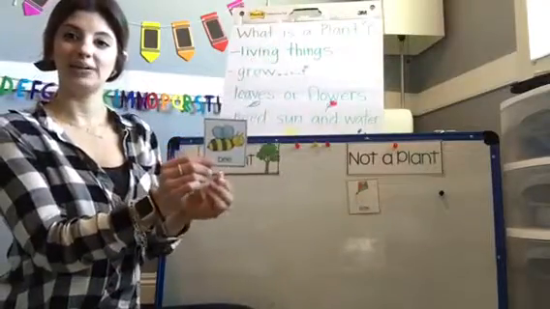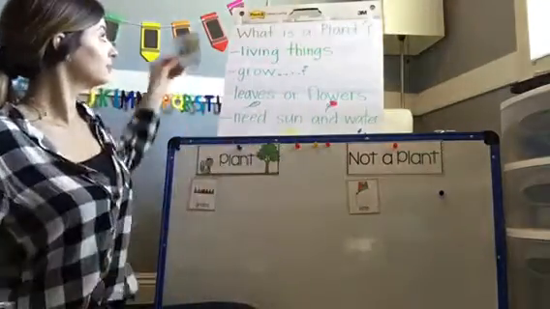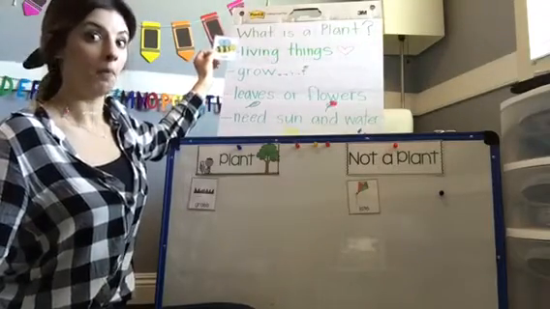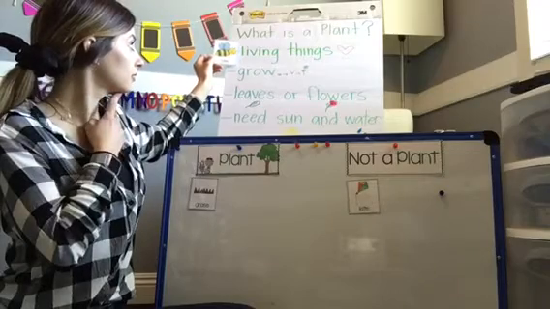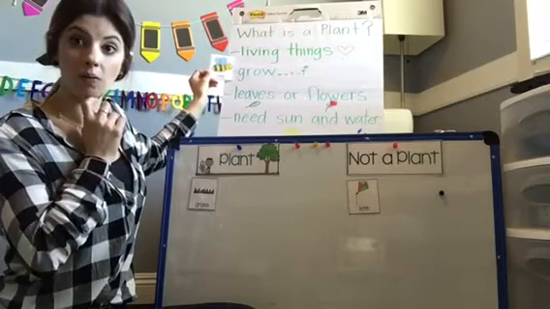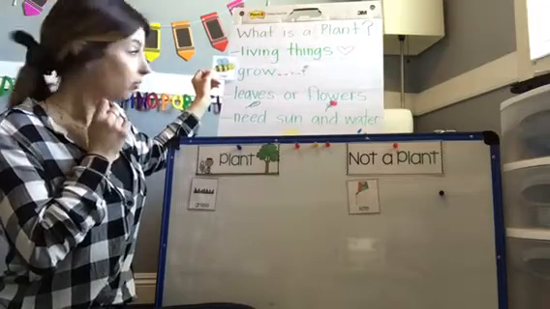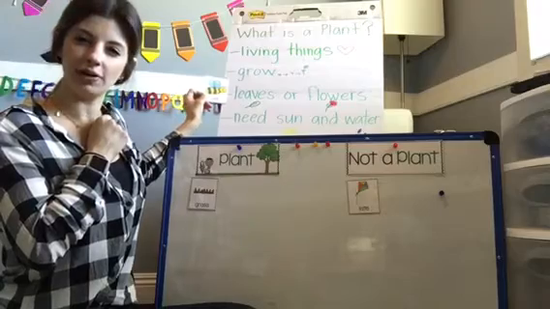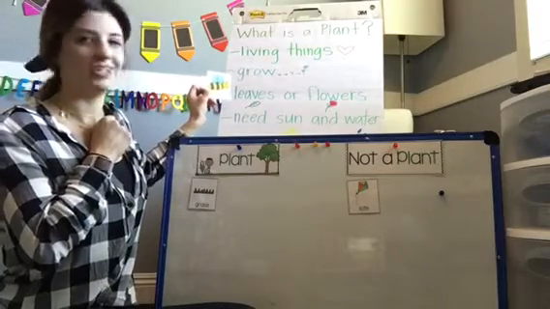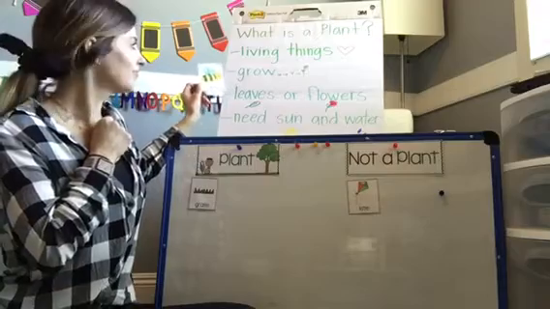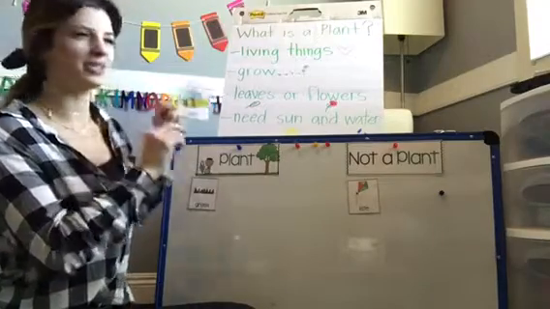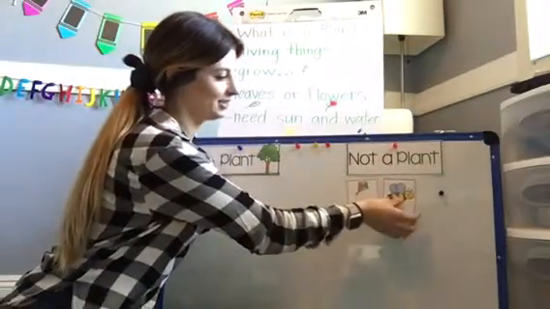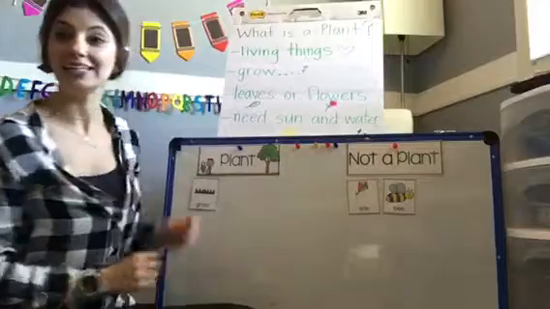Next we have a bee. Is a bee a living thing? Okay, it's a living thing. Does a bee grow? A bee grows. Does a bee have leaves or flowers? No. Does not have leaves or flowers, so is a bee a plant? No, a bee is not a plant. A bee is an animal or an insect.